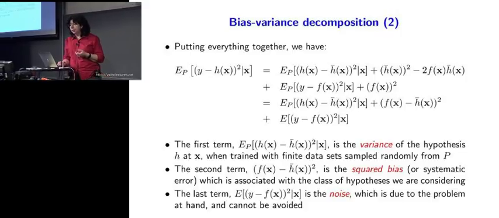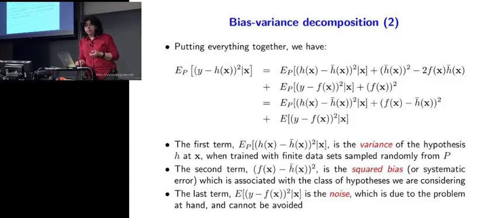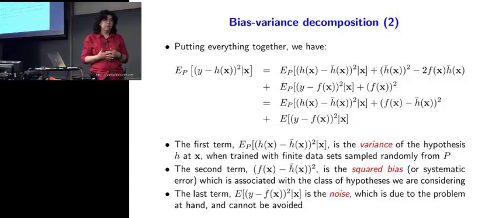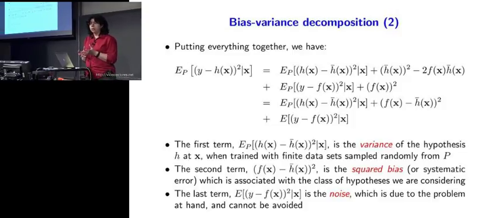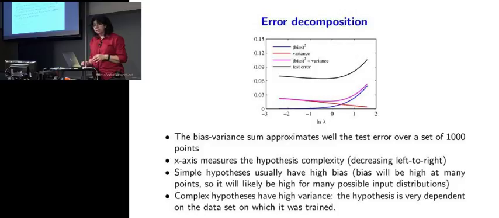On the other hand, I have here f of x minus h bar of x squared. What is this? Well, this is basically expressing a systematic error. If my hypothesis class is very small, I may not be able to actually capture f at all of the points. And so certain points are going to be badly captured all the time, and this is going to be high. So this term here is the squared bias. And typically, we're going to have a trade-off where if the variance increases, the bias decreases, and vice versa. And so this is the picture here.